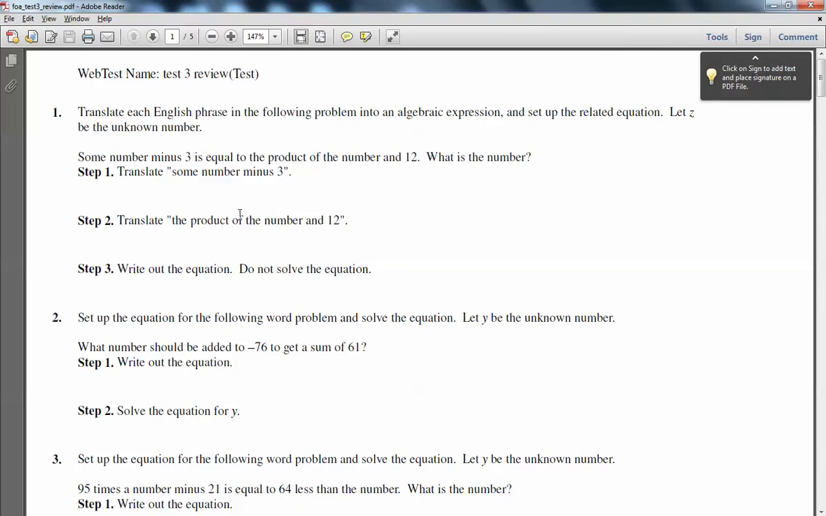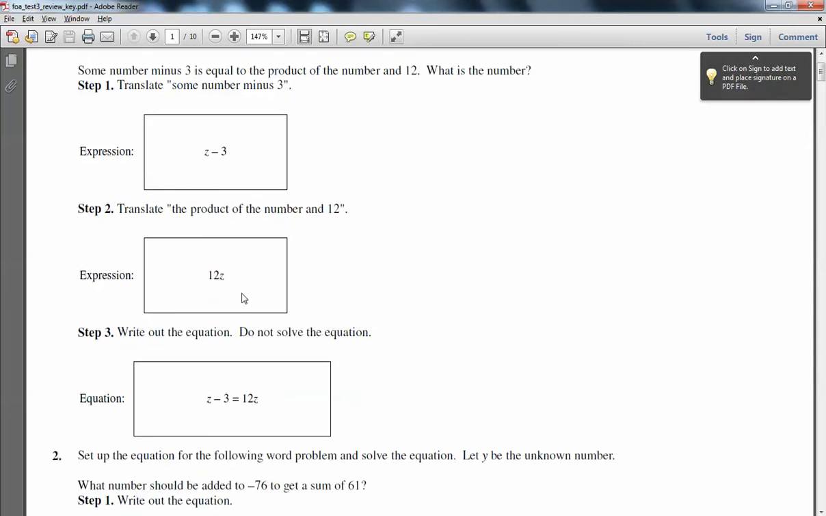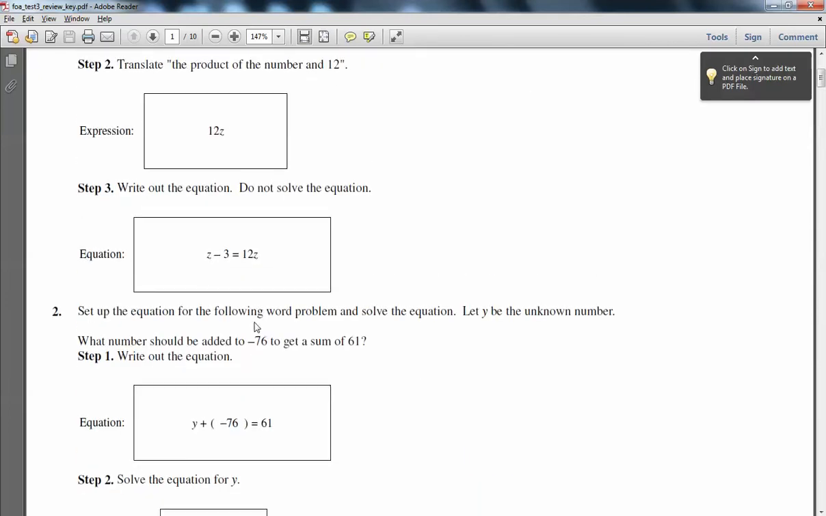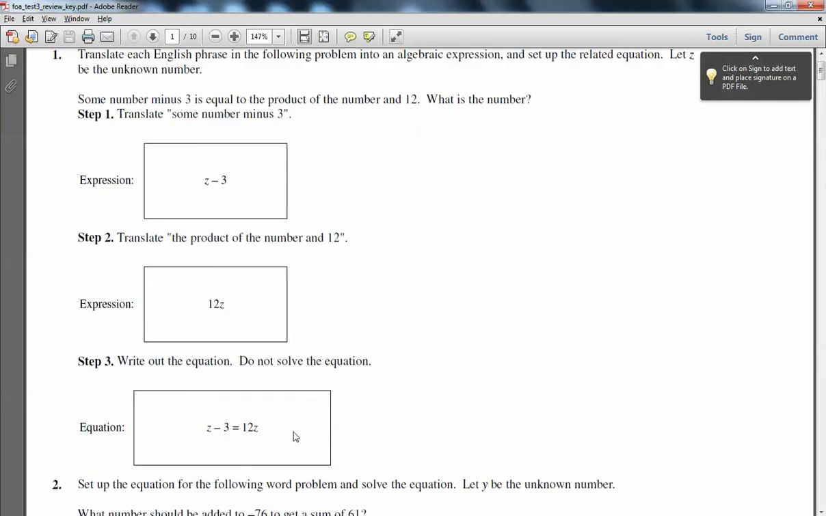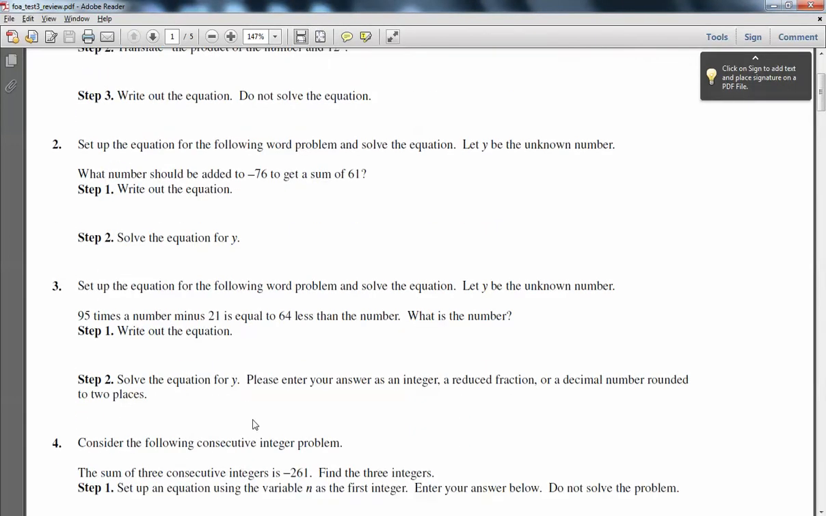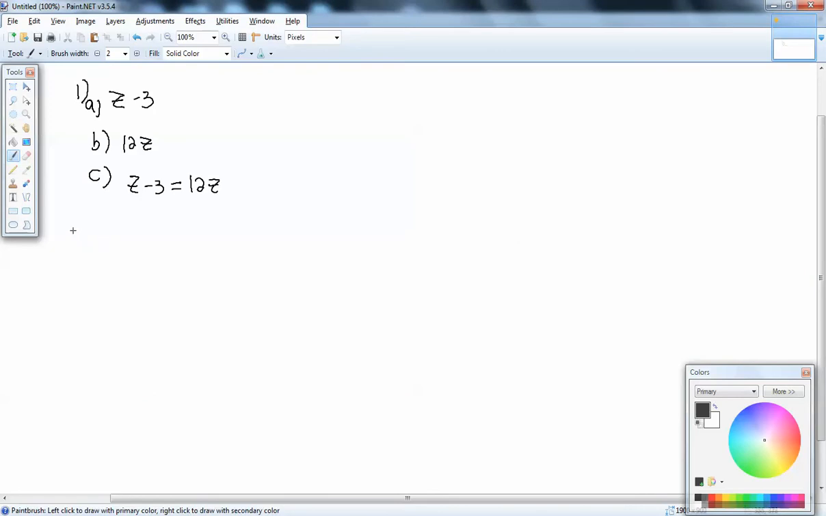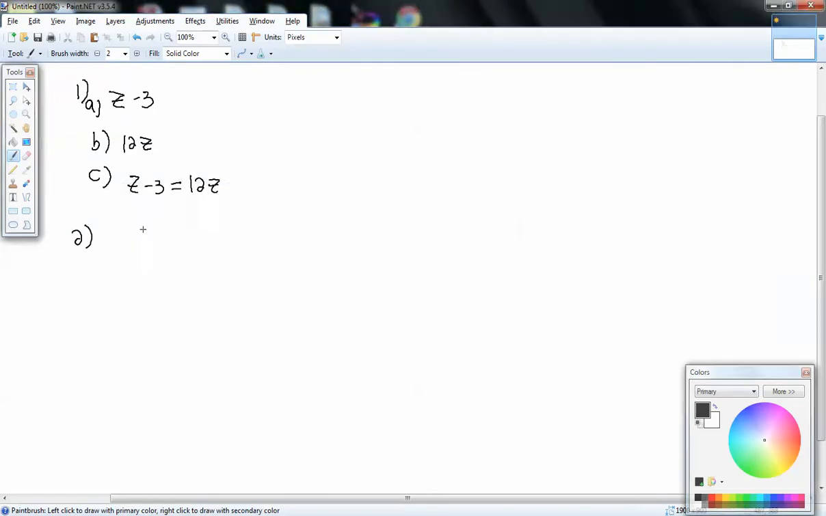It just says translate, it doesn't say to actually solve these. So now each one of these I'm going to check my answer on. Okay, z minus 3 equals 12z. I have a problem that I don't read a problem real close, so I'm going to need to double check them. Don't do what I do. Read carefully. Don't skim it.